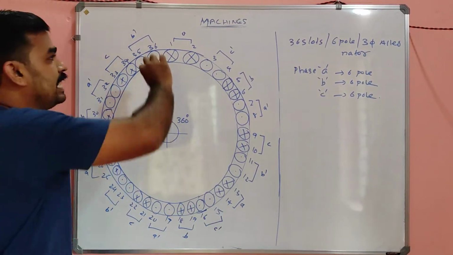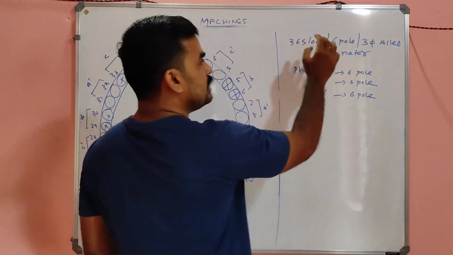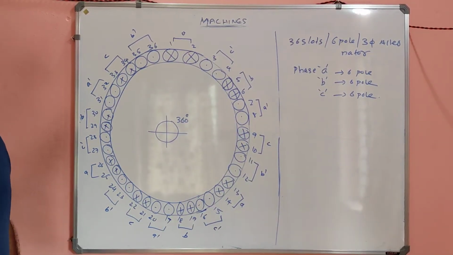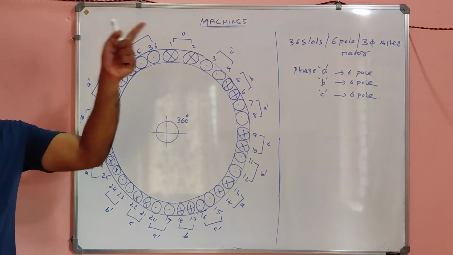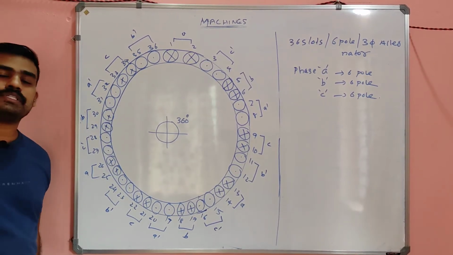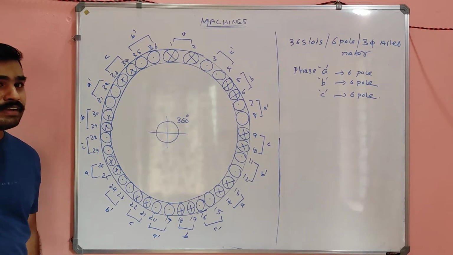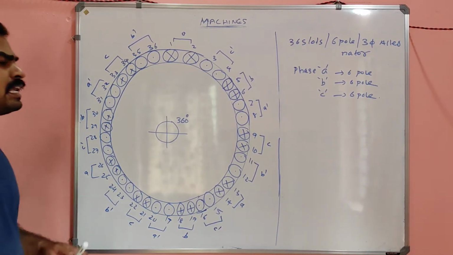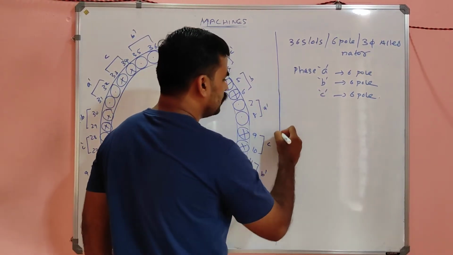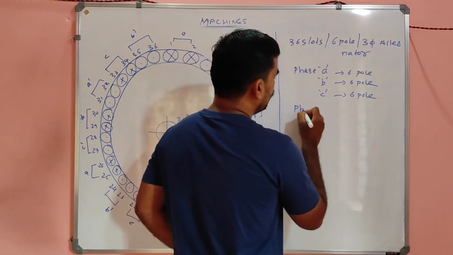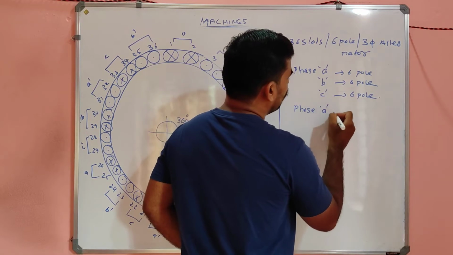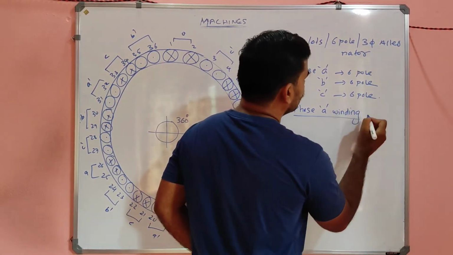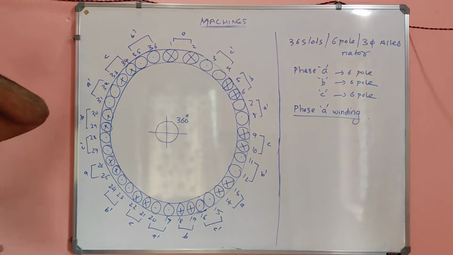But in the case of stator winding, if someone says it's a 36 slot, 6-pole, 3-phase alternator, it means each phase has 6 poles. Keep that in mind all the time. And let's see how we can wind phase A.